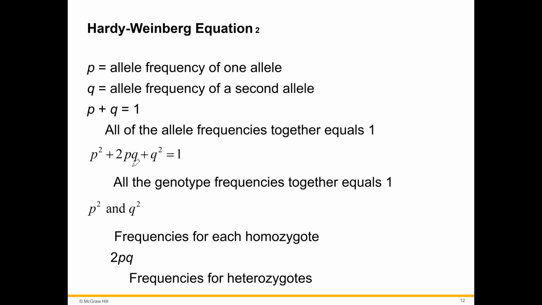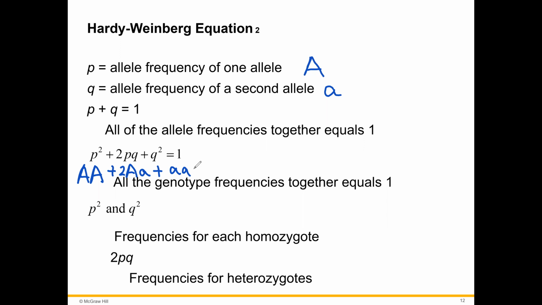Let's say P is a dominant allele, big A, and Q is a recessive allele, little a. Let me draw it for us. But alleles are not organisms or individuals. You and me, we have two alleles for every gene. So P squared is big A big A, plus 2PQ is big A, little a, and Q squared is little a little a, and that gives you one.